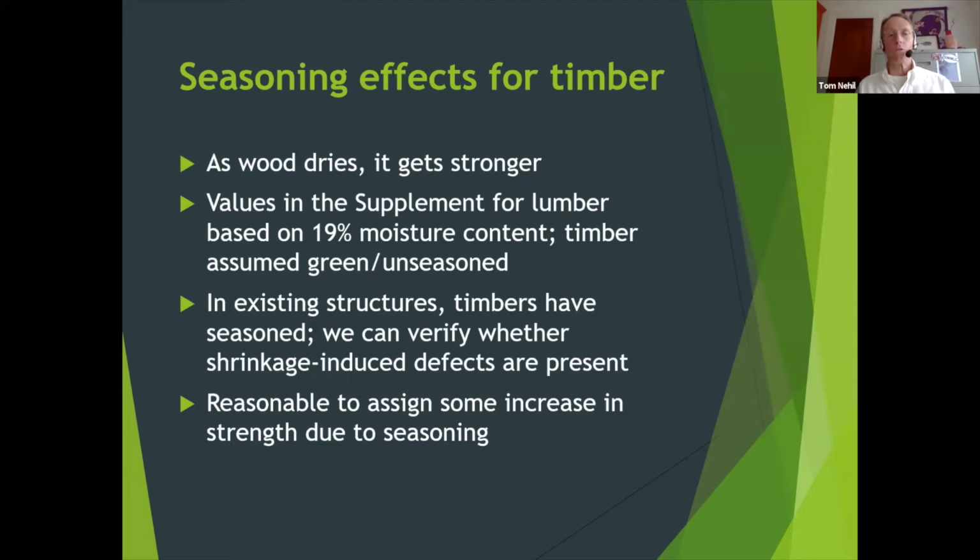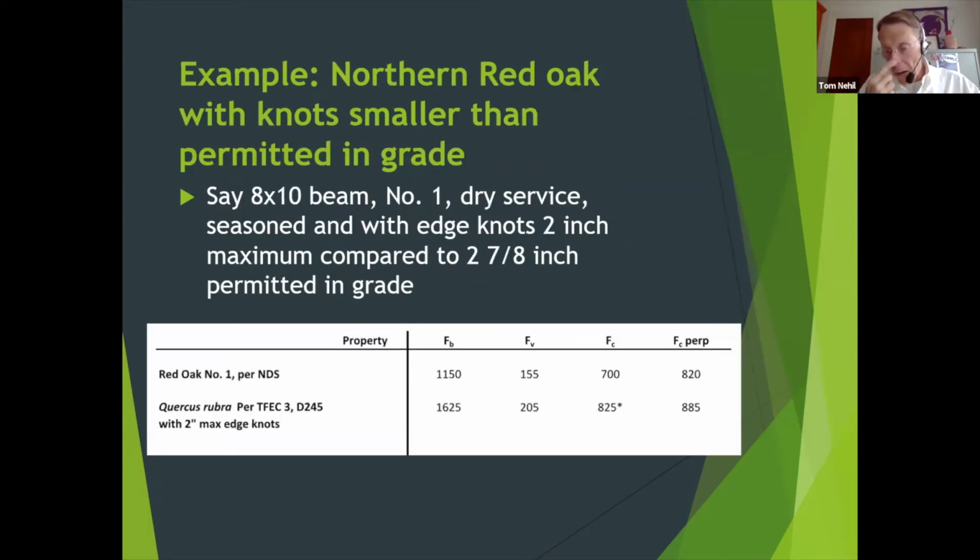But that's not reasonable for an existing structure. I can look at the stick, I can measure its cross section, and I can see whether there are defects present that were caused by shrinkage. And if there aren't any, or if they're insignificant, it's very reasonable to start assigning some increase to strength. And so we're saying in our TFEC document that that is a reasonable approach, and you can increase 25% for bending, for instance, and quite a bit more for compression parallel to grain, like you would have in a stud or in a post.